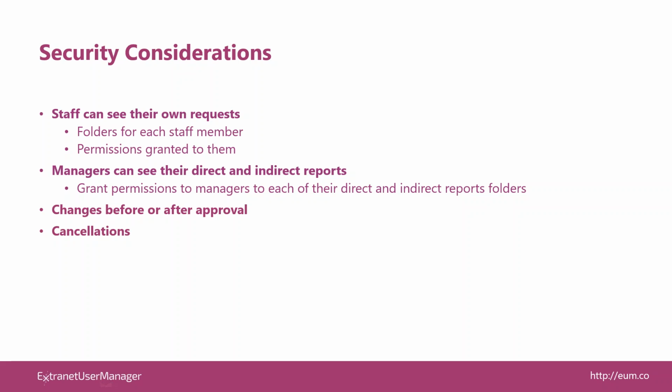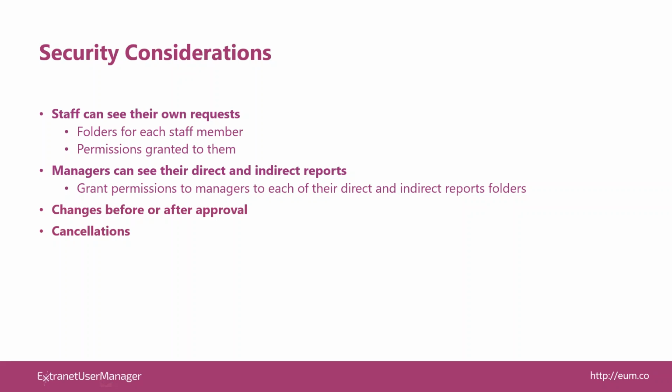Obviously staff need to be able to see their own requests, and I'll get into the information architecture of what we've built out here, but basically we create folders for each staff member. It's also important that not only direct managers, but indirect managers have visibility to their staff as well, so that they can approve things, and to do that, they need to be able to review them and see that history.